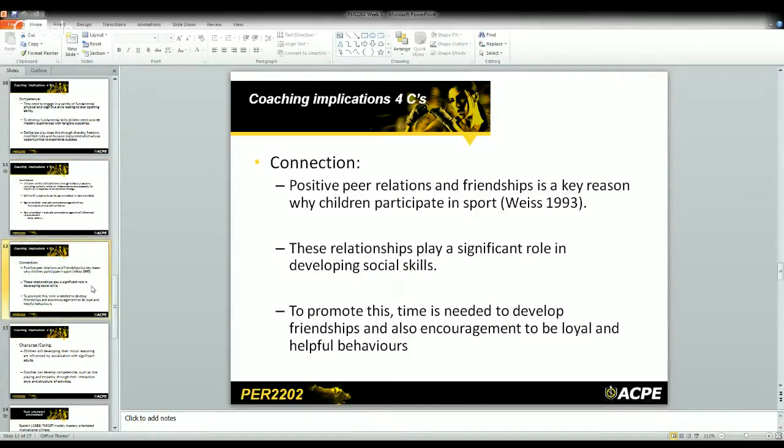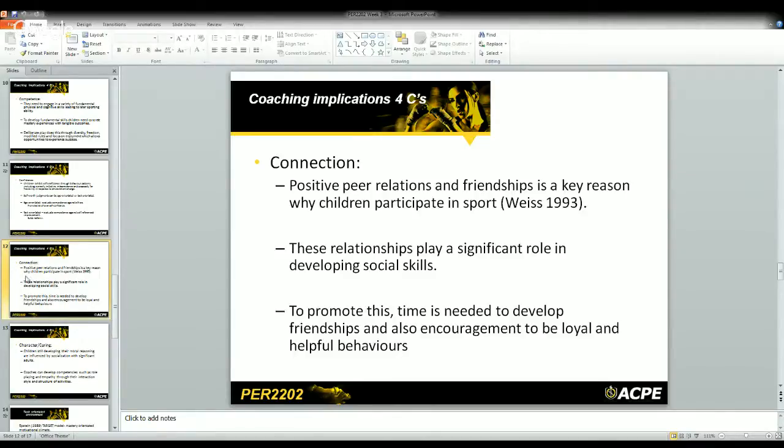Positive peer relations and friendships. They love building up friends. And it's one of the biggest reasons why kids will play sport. They want to play with their friends, so we want to encourage that. It also helps them to develop social skills, especially if you've got one kid who's a little bit quiet, or another kid who is very extrovert or very over the top, and it teaches both of them, one to come out of the shell and one to control, to let other people have a go.